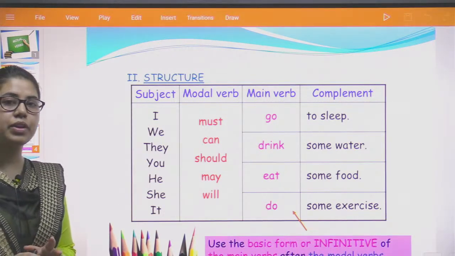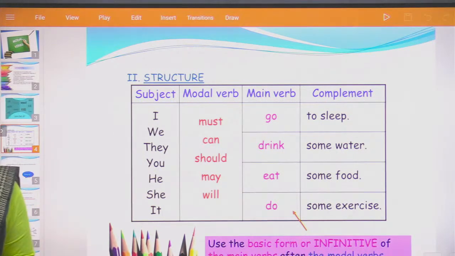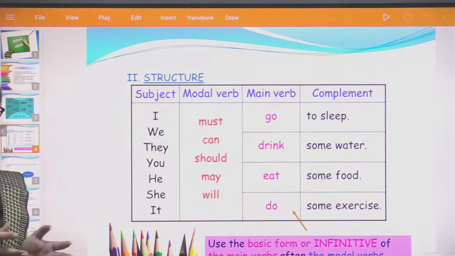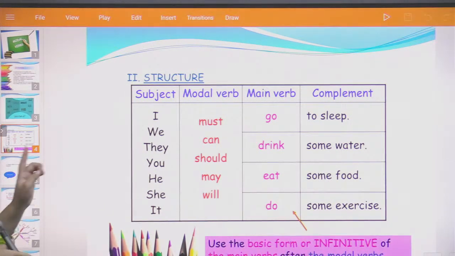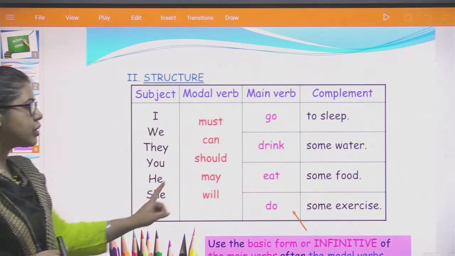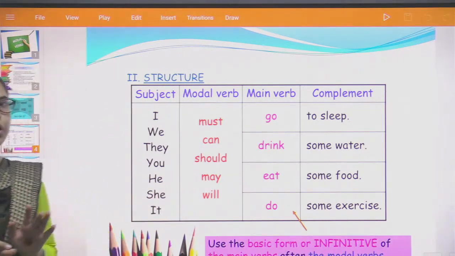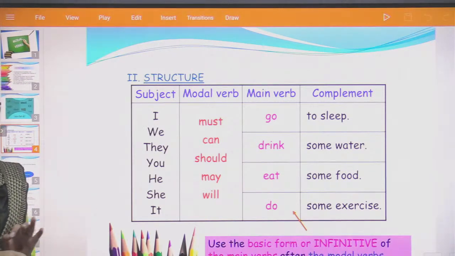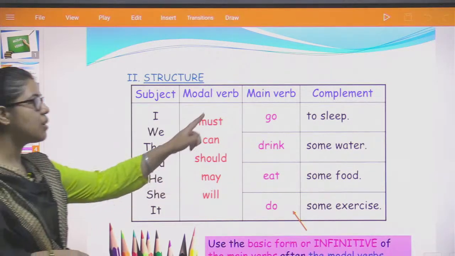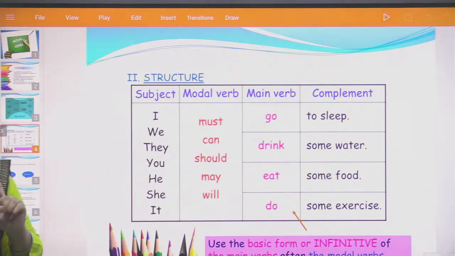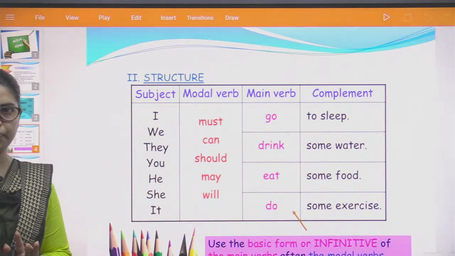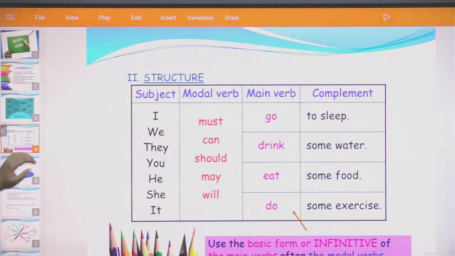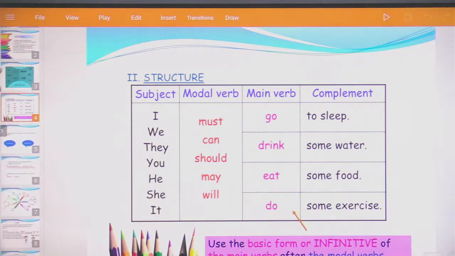Now what is a bare infinitive? Basically, infinitive verbs use to and then the first form of the verb, but here we will only use the bare infinitive, that is just the first form of the verb. You will not put to here, students. So we use the bare infinitive here, and with all the main verbs you will only put the first form of the verb. Okay, now let's see the next point, students.